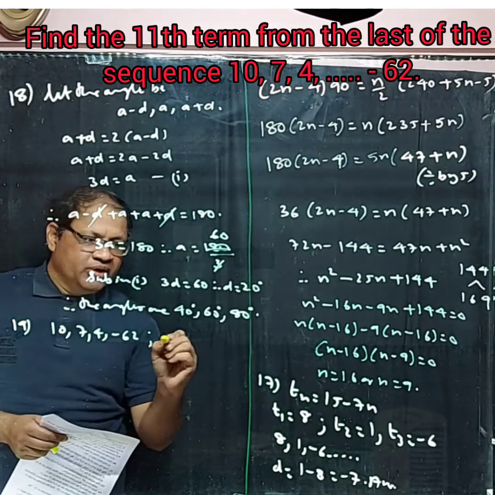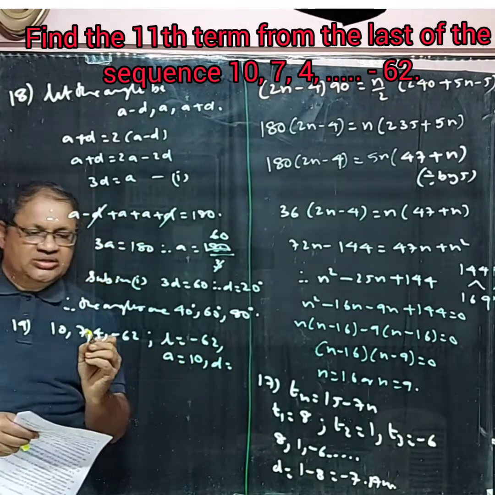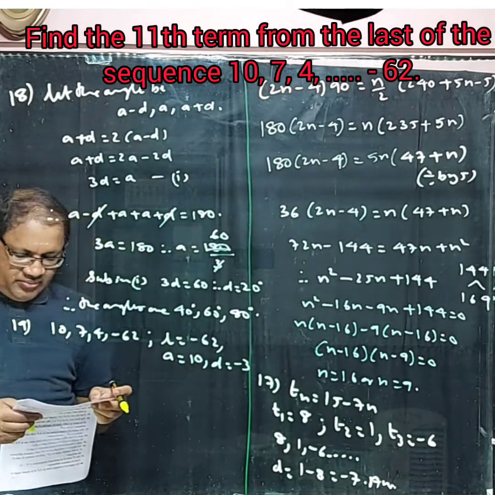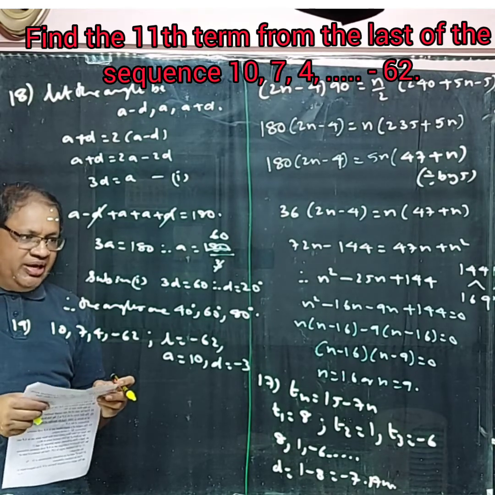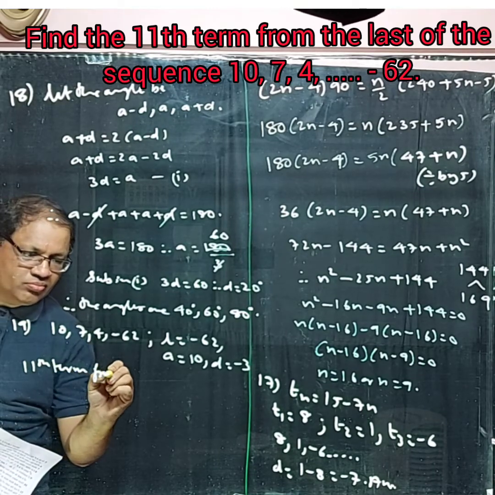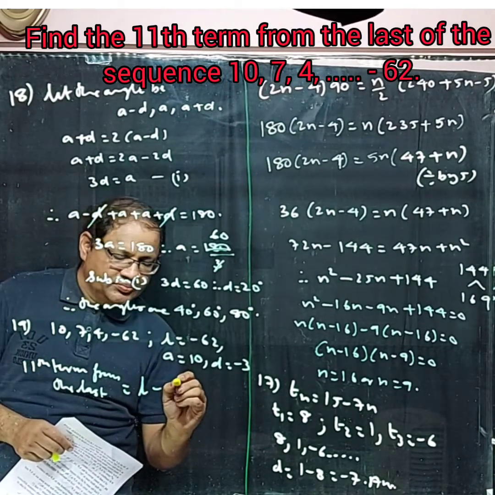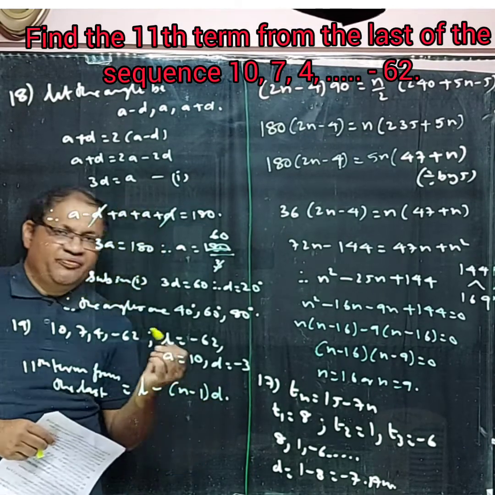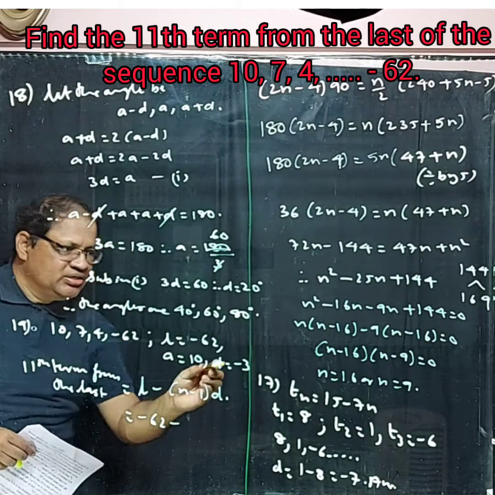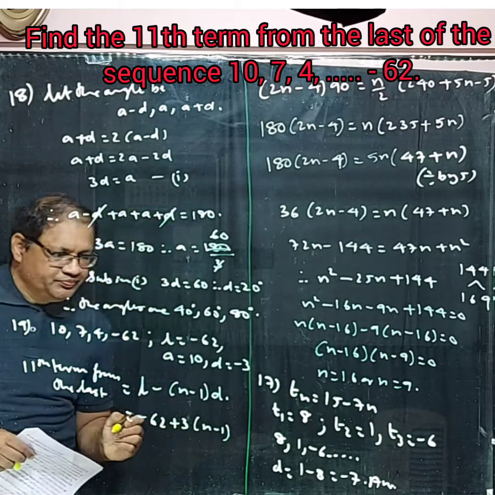So over here, last term is minus 62, A is 10 and D is second term minus first term. So 7 minus 10 is minus 3. And they want the 11th term from the last. So how do you find out the 11th term from the last? L minus (n minus 1) D, that's the formula. So the last term is minus 62, D is minus 3. So if you put minus 3 over here, this becomes plus 3 (n minus 1).